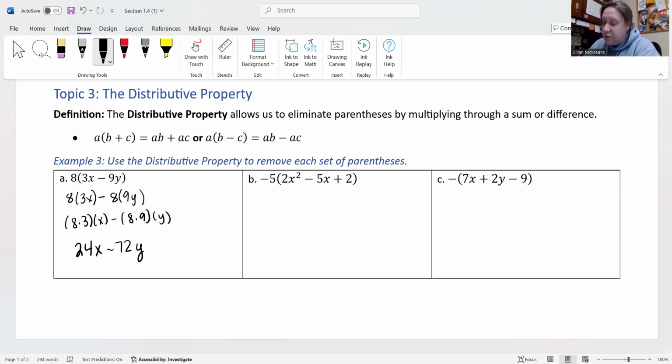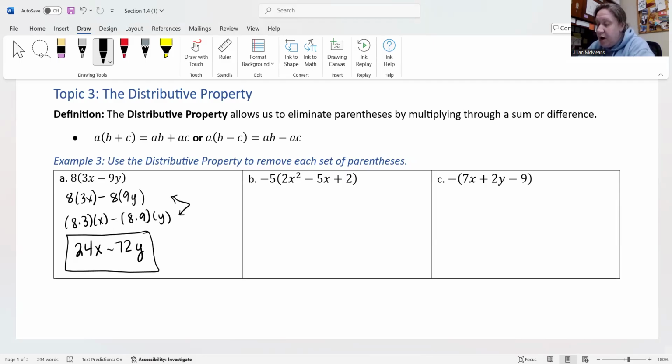Now, a lot of times we'll skip these two steps and we just do this in our head. But if you need to work these out step by step, this is the process. Take whatever's outside, multiply it by each term on the inside. If necessary, apply the associative property to move things around, and then get your final simplified answer.